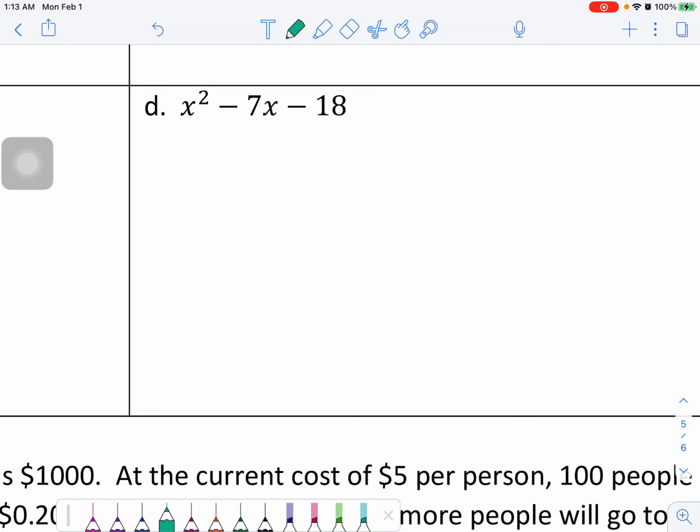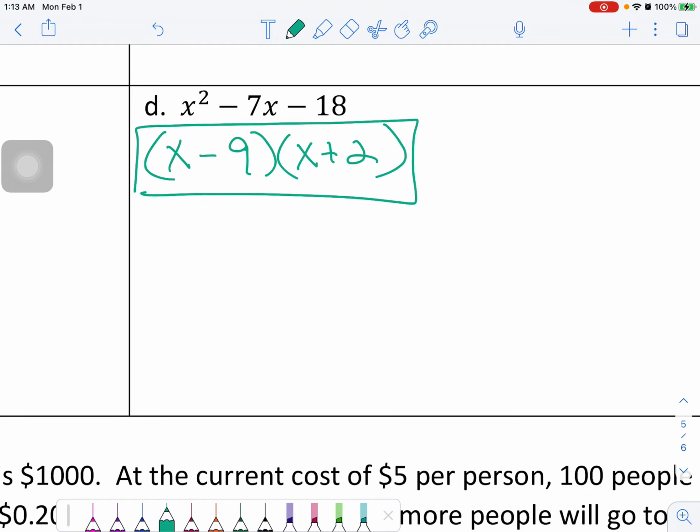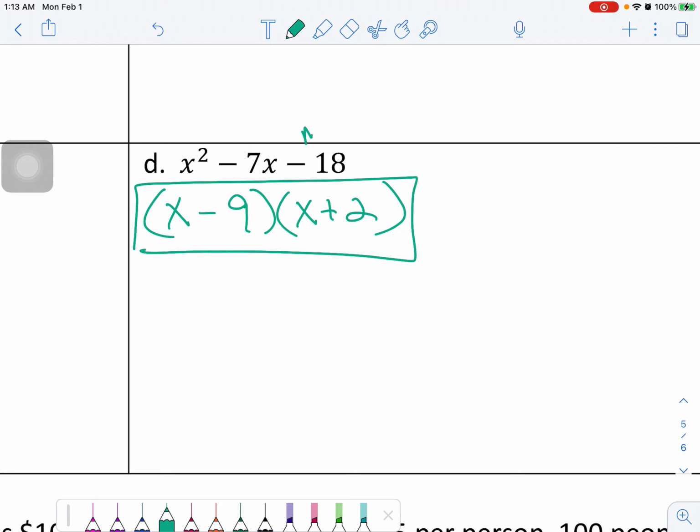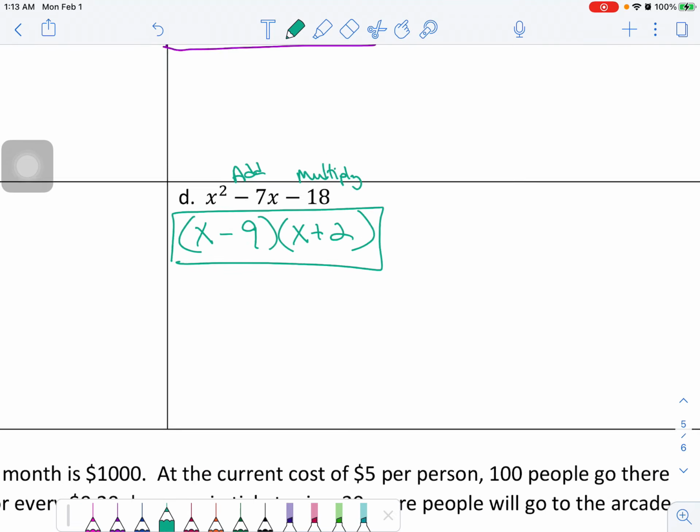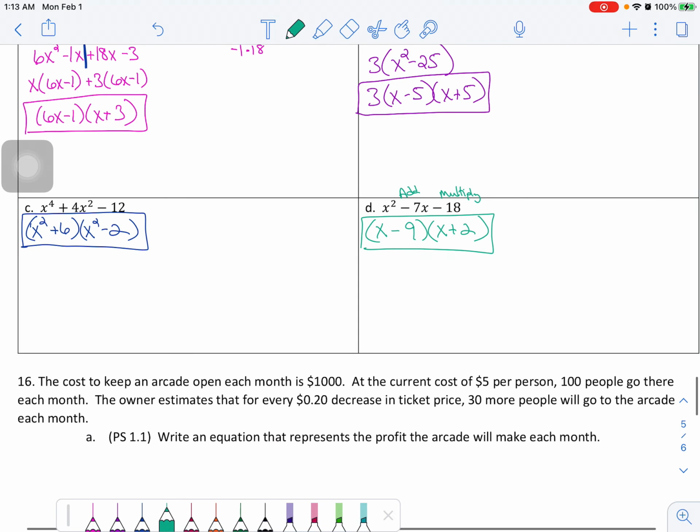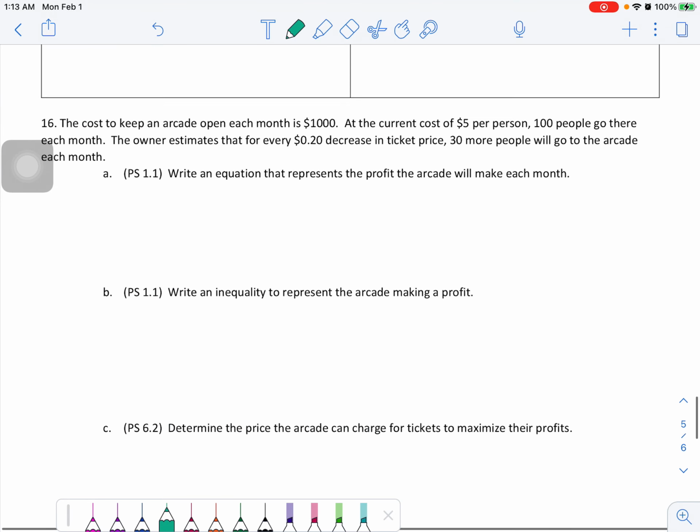Part D is probably the easiest one out of all of them. There is no GCF here. This is a straightforward quadratic. What multiplies to -18 and adds up to -7 is what you're looking for. So x, let's see, -9, +2. And just for the note, you were trying to multiply to -18 and add up to -7. So that's the last of the factoring for at least those problems.